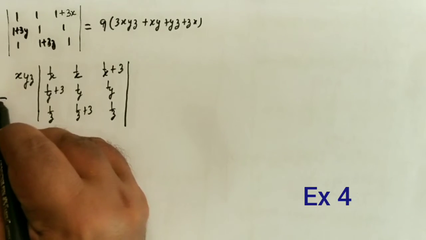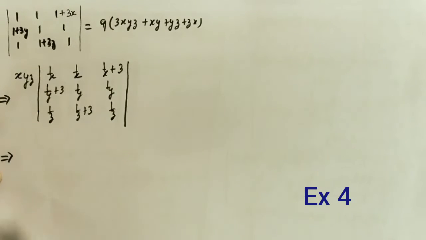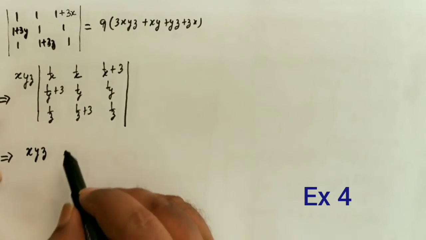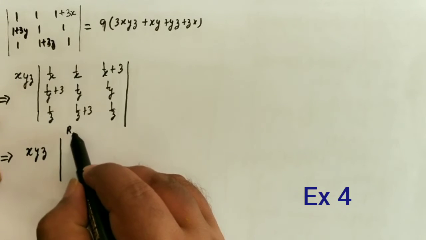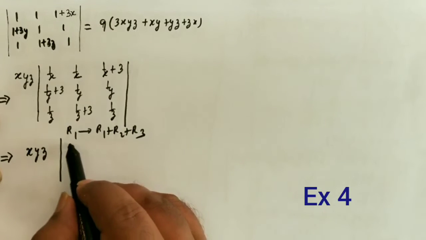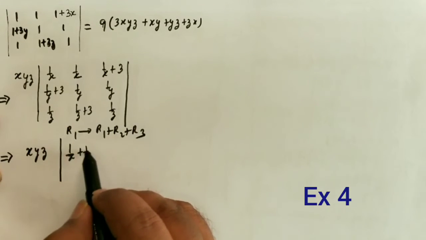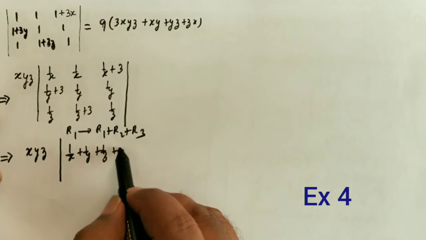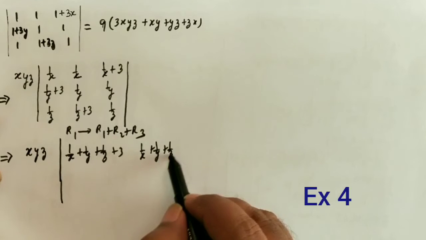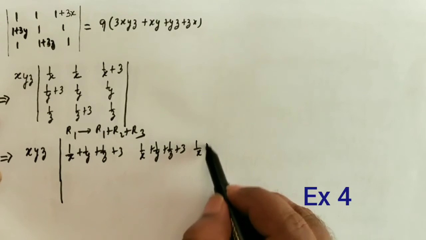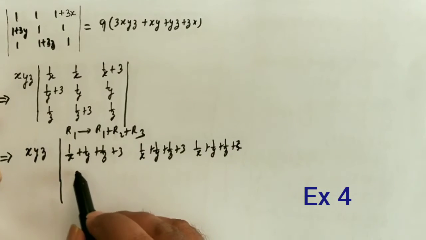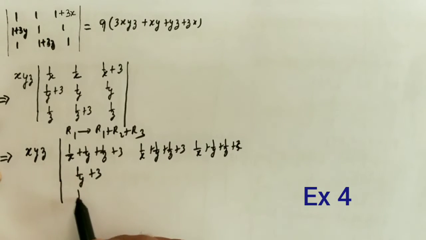So then x, y, z. I write here R1 is R1 plus R2 plus R3. I get 1 by x plus 1 by y plus 1 by z plus 3. 1 by x plus 1 by y, 1 by z plus 3. 1 by x, 1 by z, y, 1 by z plus 3 will remain same.